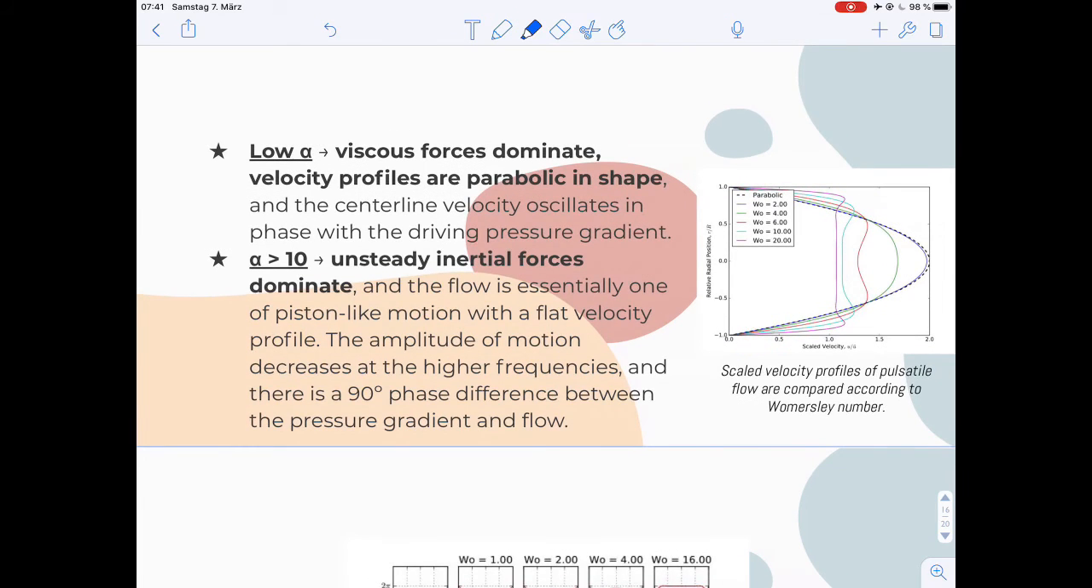Basically, when there is a low alpha, the viscous forces will dominate and the velocity profiles are going to be parabolic in shape. And the centerline velocity oscillates in phase with the driving pressure gradient, whereas when alpha is greater than 10, as for example seen here, the unsteady inertial forces are going to dominate and the flow is going to be like a piston. Basically, the amplitude of this motion will decrease at higher frequencies, and there is a 90-degree phase difference between the pressure gradient and the flow.